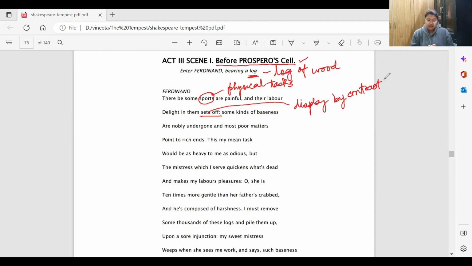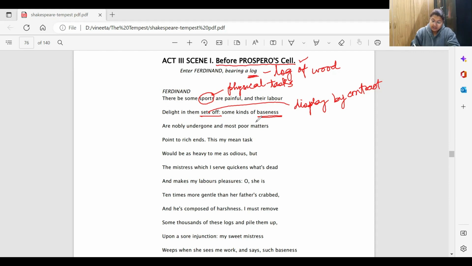Display by contrast means, though we are happy, it is not shown that way. "Some kind of baseness are nobly undergone, and most poor matters point to rich ends." Baseness here means humbleness, meanness. Actually, he is talking about this humble task which he has been given. Being the prince, he is not supposed to do such a laborious task. But he says some kinds of baseness, humbleness are nobly undergone. Such humbleness, such poor tasks are taken nobly.